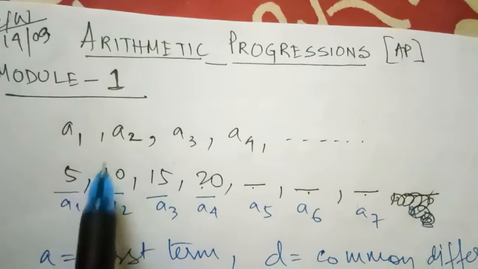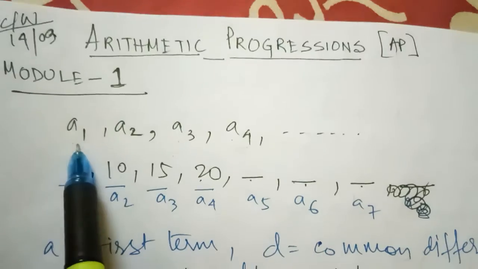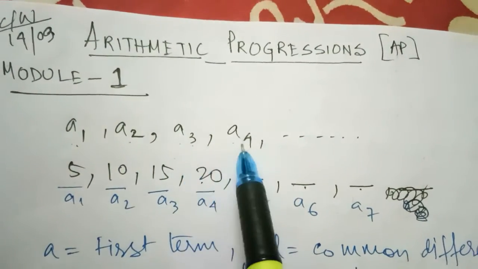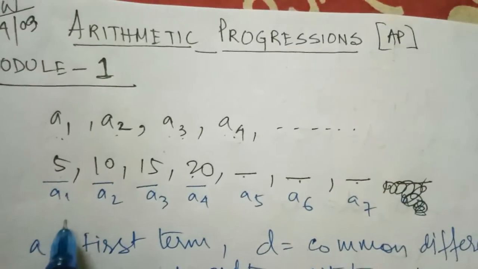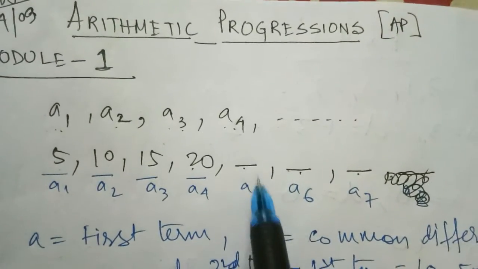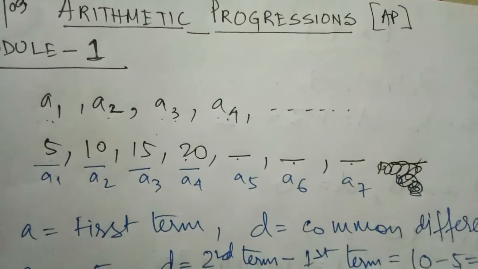Then from here, these are written as A1, A2, A3, A4. These are the terms: first term, second term, third term, fourth term. These are infinite, uncountable. Now here we are told to find A5, the fifth term, sixth term, and seventh term.